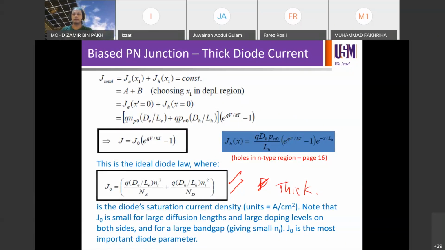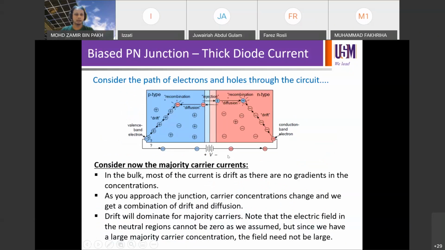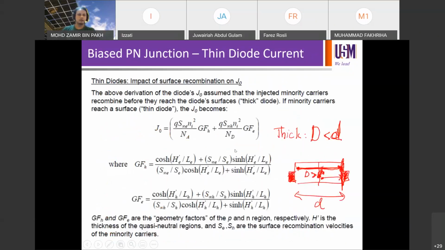Okay. What if the diode is thin? What is thin? The above derivation of the J0, or the diode's J0, assumes that the injected minority carriers recombine before they reach the diode surfaces, before reaching the device end or the contacts.